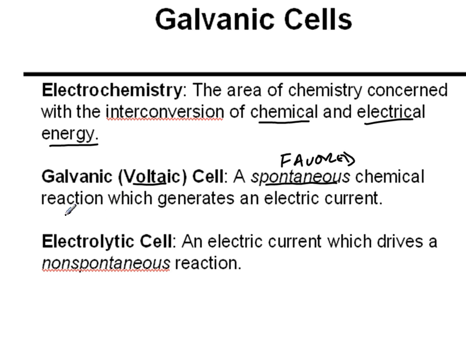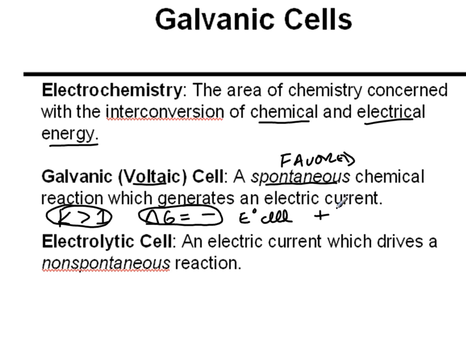It means it happens. It means you're going to produce a lot of products, so your K is going to be greater than 1. And if your K is greater than 1, you know it's going to be spontaneous. That means if it's thermodynamically favored, my delta G is going to be negative, and my E cell that I'll end up calculating is going to be positive. So those are things I definitely need to know about a galvanic or voltaic cell. If you know something has a very large K and it's a voltaic cell, you know it's got to be spontaneous, and you know the E cell value has to be positive.